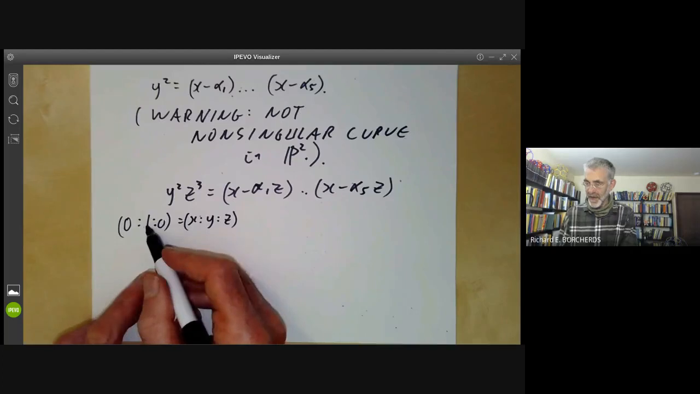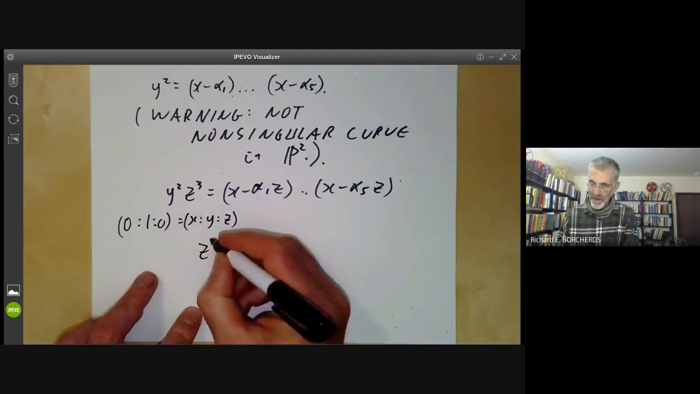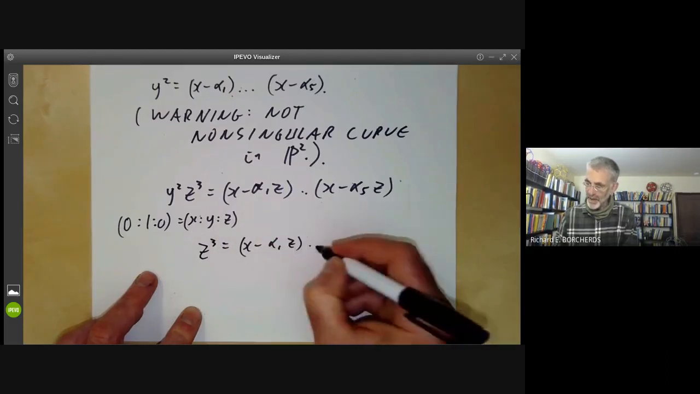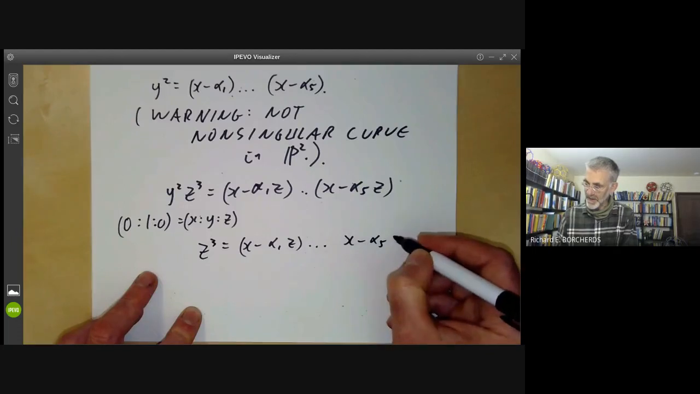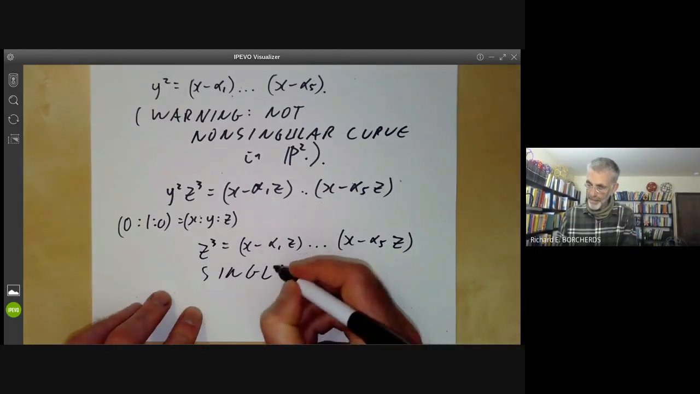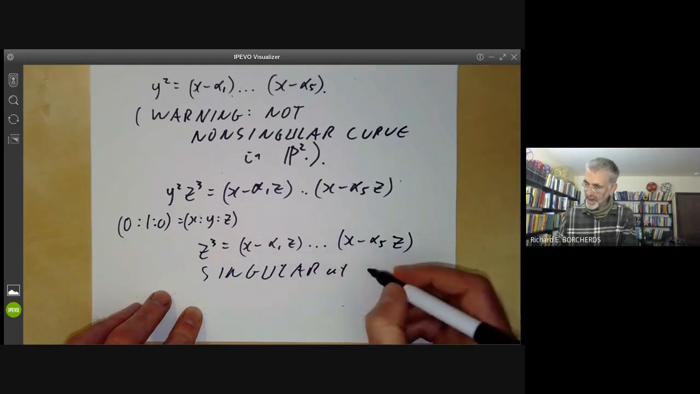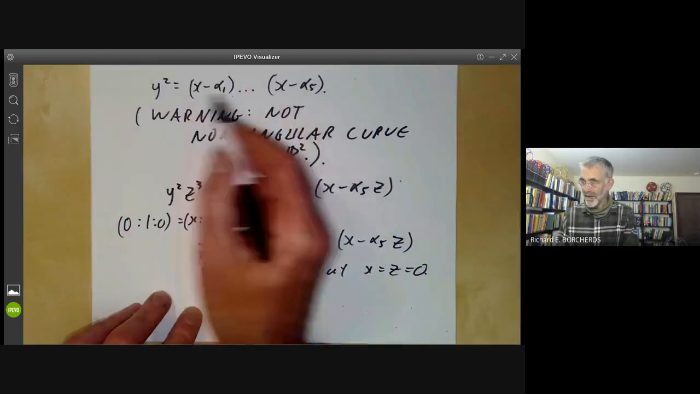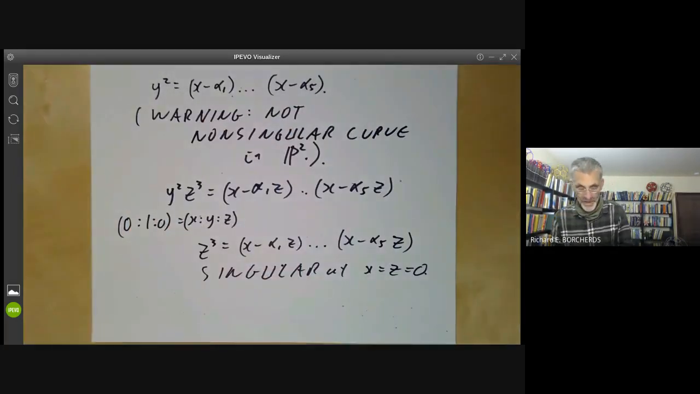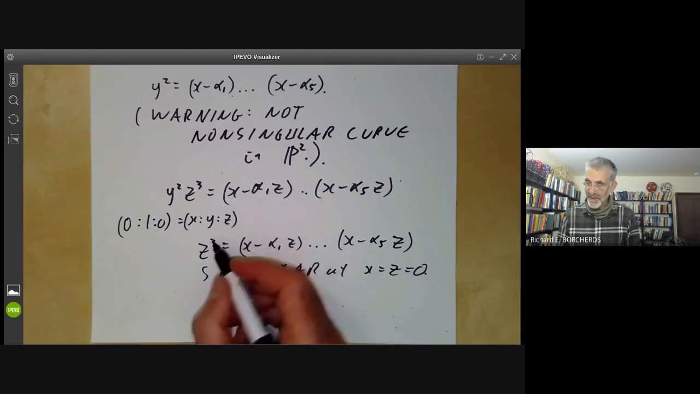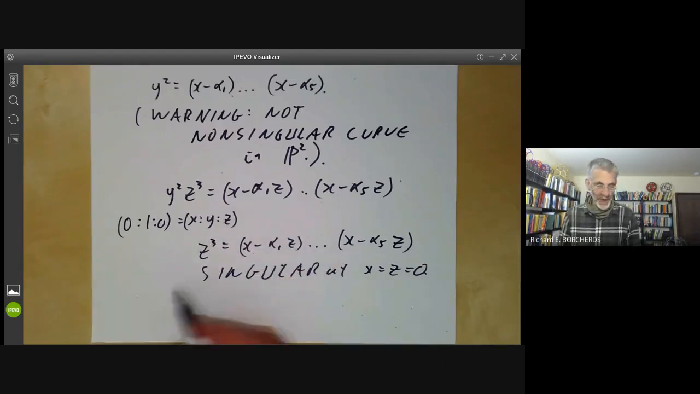the curve. And we can look at it locally by setting y equals 1. Then we find we've got the curve z cubed equals (x minus alpha 1 z) up to (x minus alpha 5 z). And now you see this is singular at x equals z equals 0. So this curve here, if we try and embed it as a plane curve, it picks up a singularity at infinity. For elliptic curves, this didn't matter because we had a z to the 1 here, so it was regular at infinity.